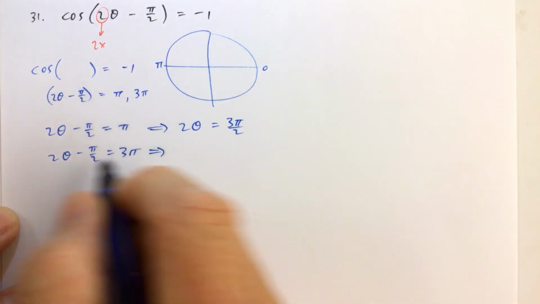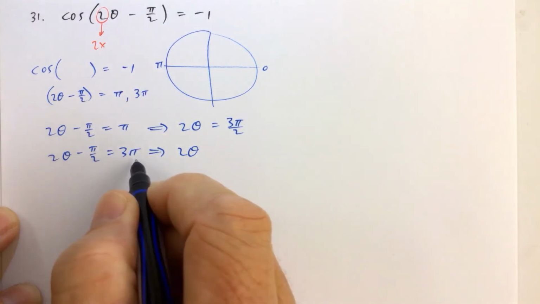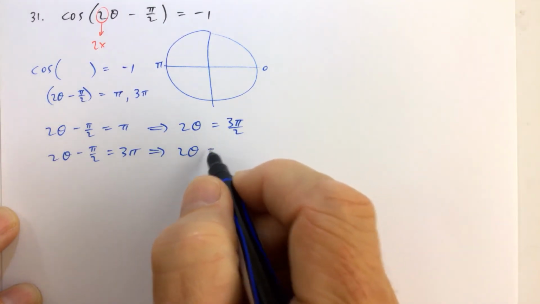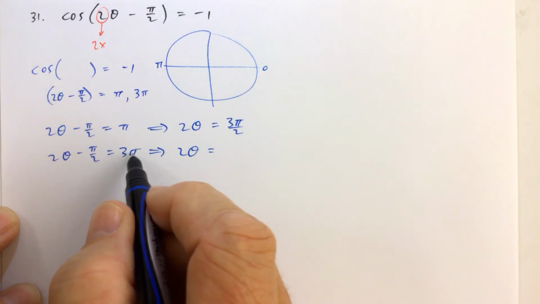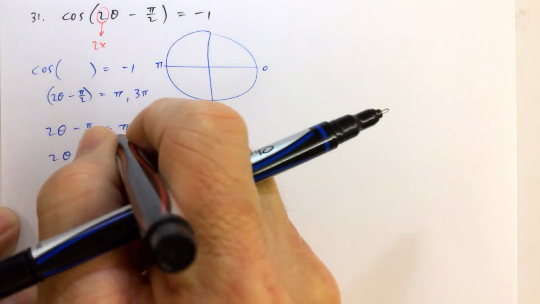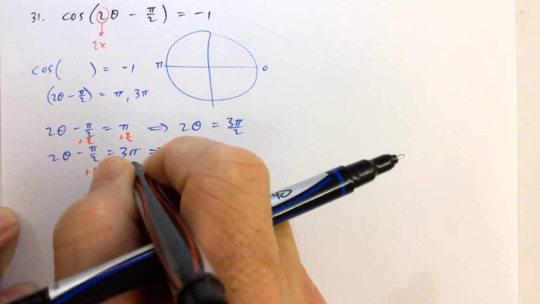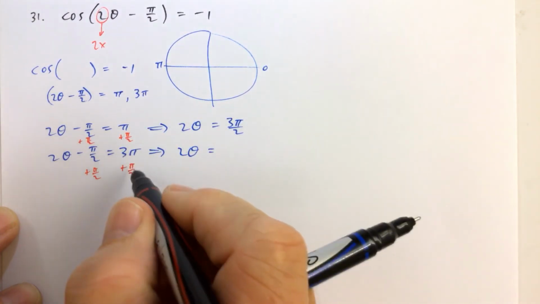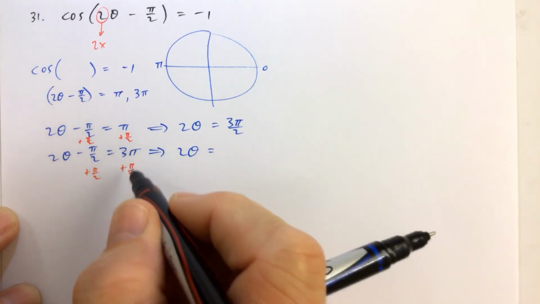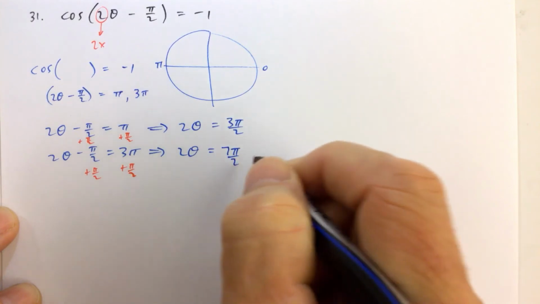And then this equation becomes 2 theta by adding pi over 2 to both sides. We get 2 theta is equal to 3 pi plus pi over 2. So let's do that actually so we can see it a little bit better. So if we add pi over 2 to both sides, 3 pi plus pi over 2, that's 6 pi over 2 plus 1 pi over 2 gives us 7 pi over 2.